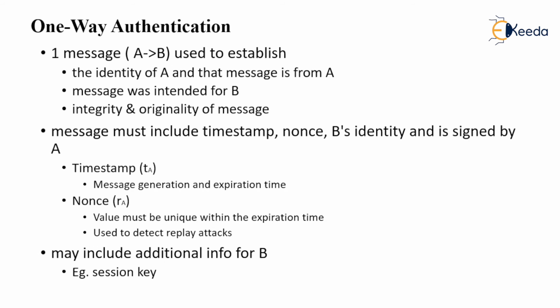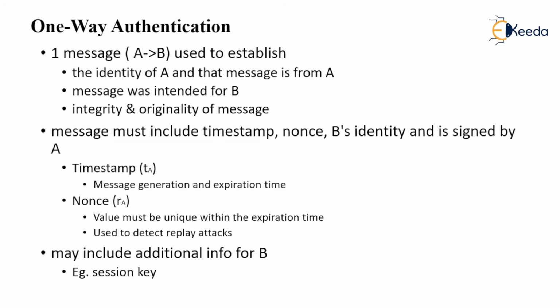What is the timestamp? Timestamp is nothing but the generation and the expiration time for that particular message which is being sent by a user A for user B. And in one-way authentication, user A will only be showing its identity to user B. For showing its identity, user A will send a message which is intended for user B, and it is the responsibility of user A only to ensure the integrity and the originality of the message for the intended receiver, that is B.